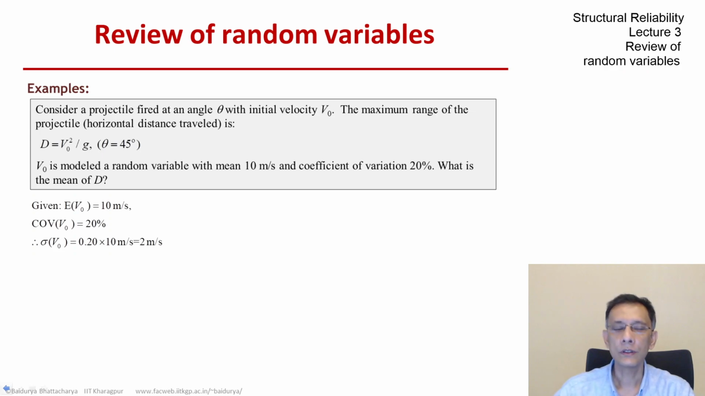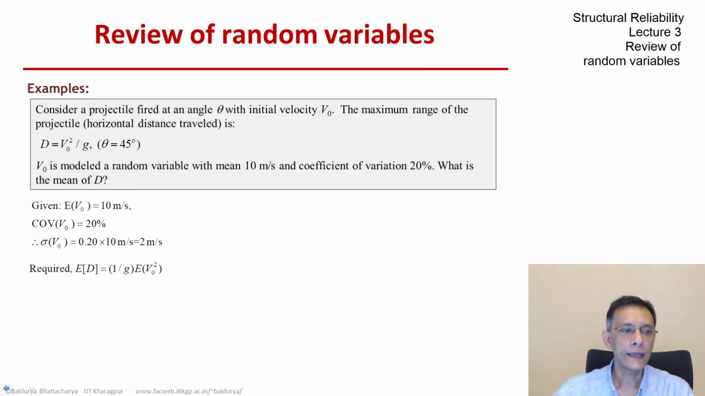So let's start interpreting some of this given information. The mean of v0 is 10 meters per second. The COV, the coefficient of variation, is a very useful engineering metric that we have for describing random variables. It is the standard deviation divided by the mean. So the standard deviation of v0 would be 0.2 times 10 meters per second, so 2 meters per second.